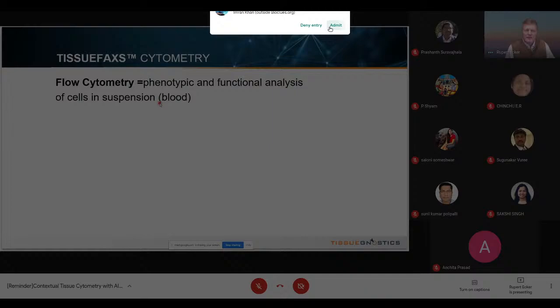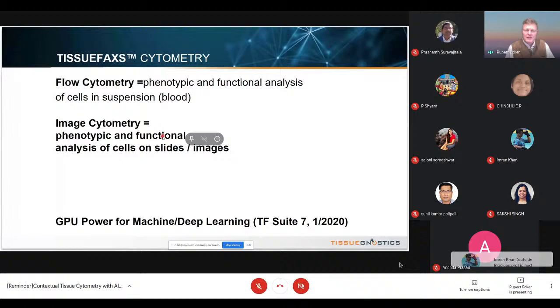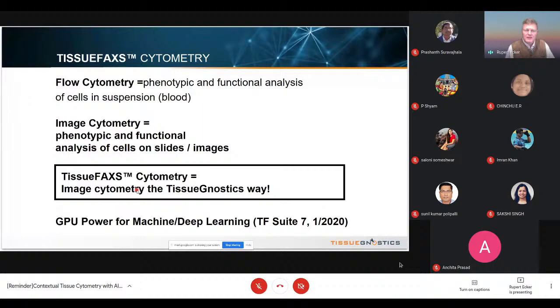The alternative technology that can be used for tissue sections on glass slides is image cytometry. This requires a slide scanner, scanning and digitalization of the slides, and then you can do the same type of phenotypic and functional analysis, just that the individual cells are now not in a cell suspension, but in a tissue section. And what I will refer to in this presentation is tissue cytometry by the TissueFAXS. This is the instrument and the way image cytometry is offered by Tissue Gnostics, by my company. So who is Tissue Gnostics?